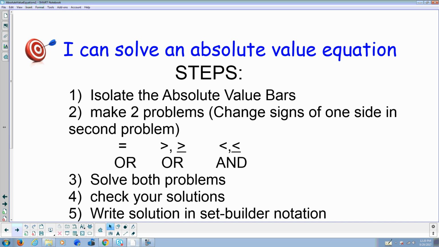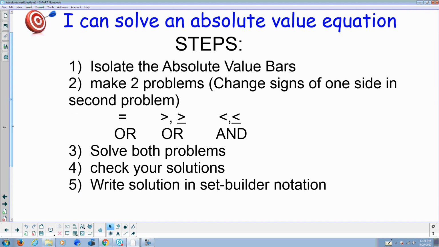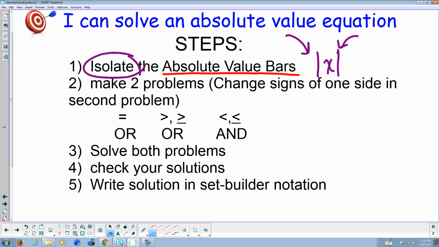On our first page here, we need to talk about the steps of how we solve an absolute value equation. Step one says we are going to have to isolate the absolute value bars. And we need a quick reminder of what those bars look like. They're two vertical bars that may be around an x or some sort of algebraic expression. So these bars here are called absolute value bars. And to isolate means to get the portion of the problem that's in those bars all alone.